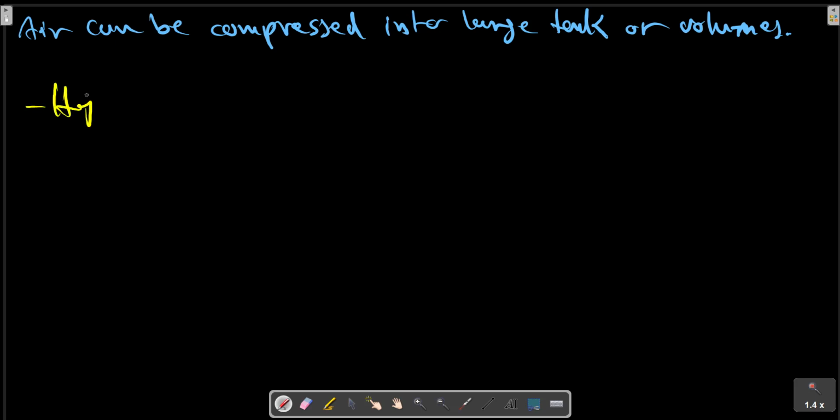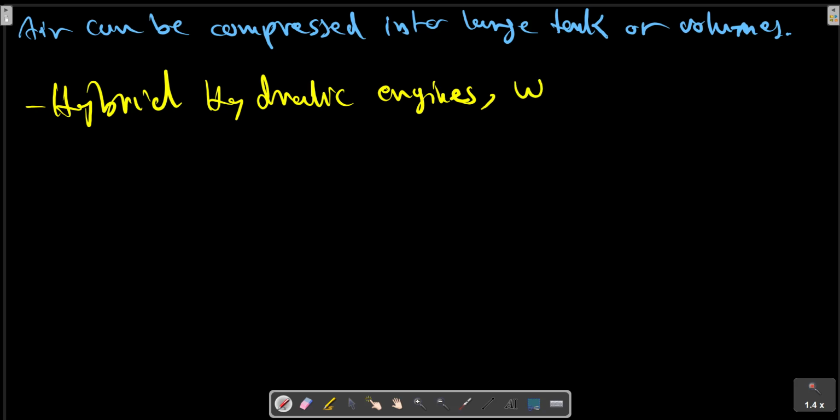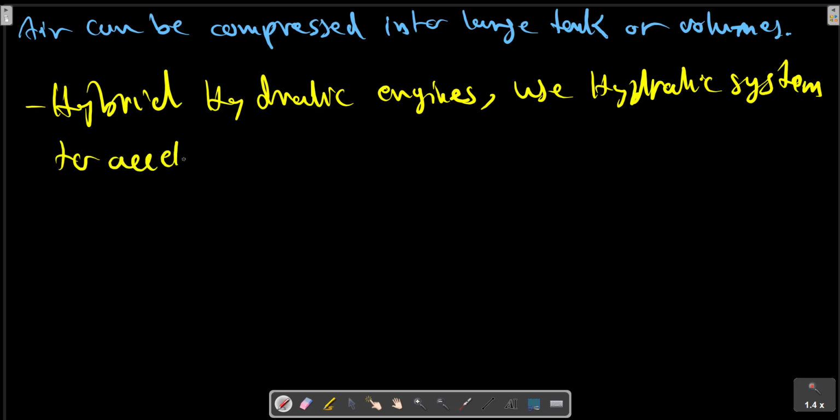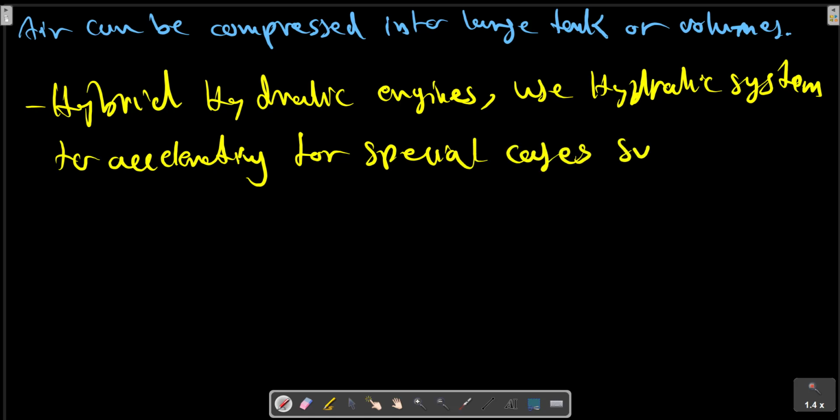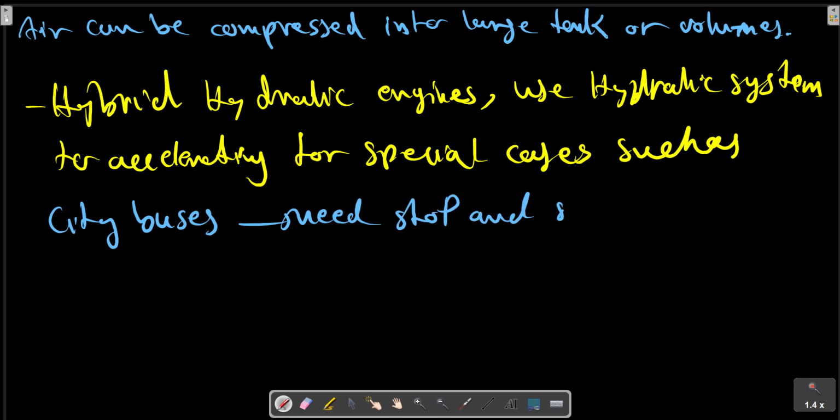Hybrid hydraulic engines use the hydraulic system to accelerate, for a special case such as city buses, which need to stop and start frequently.